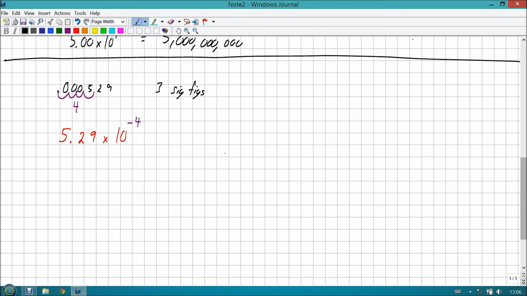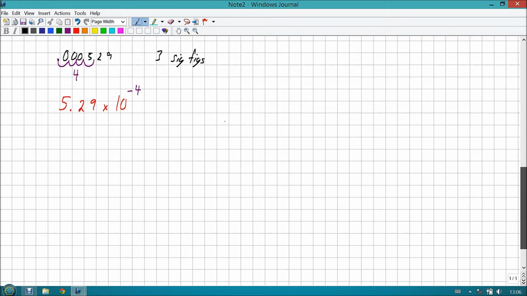When you're moving it to the right, you're going in. Yeah, it's just weird. Get used to it. When you're going to the right, powers become negative. When you go to the left, powers become positive. Alright, let's try another one, just to confuse you even more.